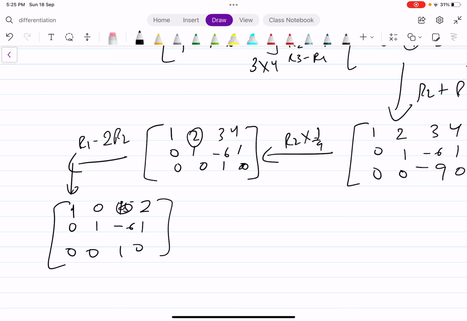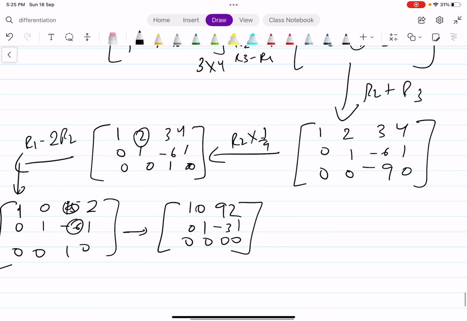Okay, so we have got these equations here sorted out. Now, our final row echelon form, we'll just halve it. So this will become 1 0 9 2, and 0 1 minus 3 1, and 0 0 0 0. So this is basically our reduced row echelon form. This is the final form that we wanted.